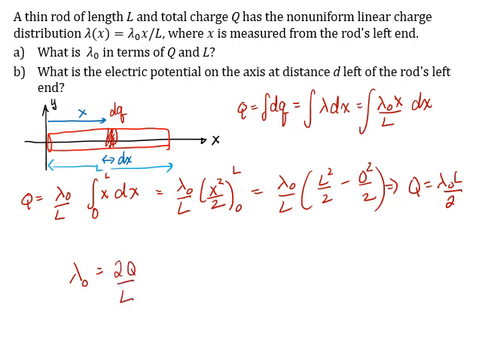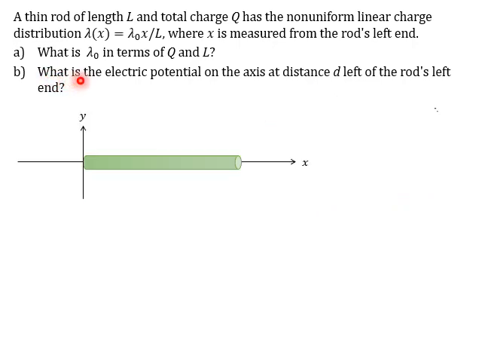Okay, part A done. Part B now asks us to find the electric potential on the axis, the x-axis, at some distance d to the left of the rod's left end. So let's put that point on our diagram. We want the electric potential right here, and that distance here is d.